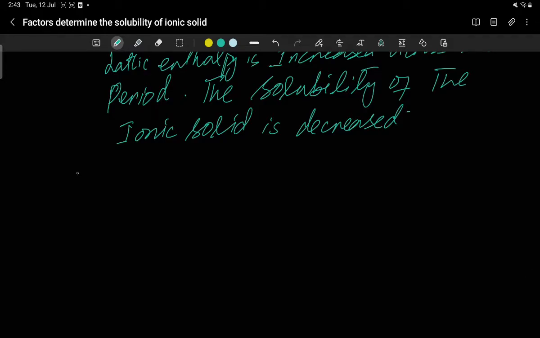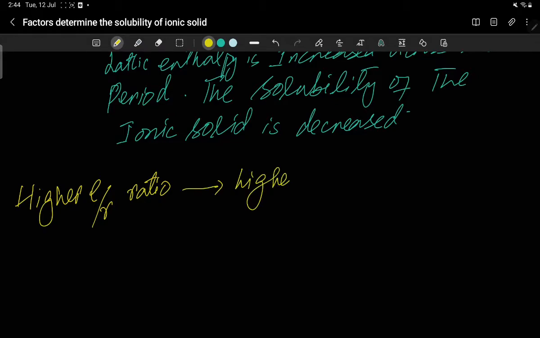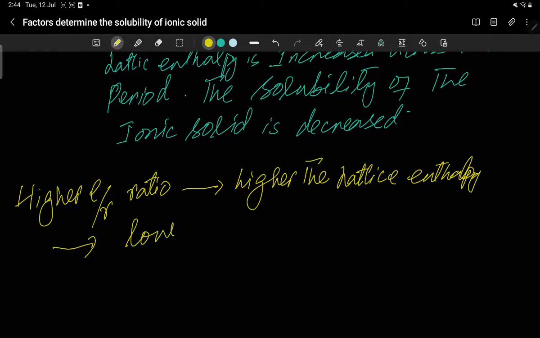So if we summarize that, we can say that the higher the E over R ratio, the higher the lattice enthalpy, and the lower the solubility.